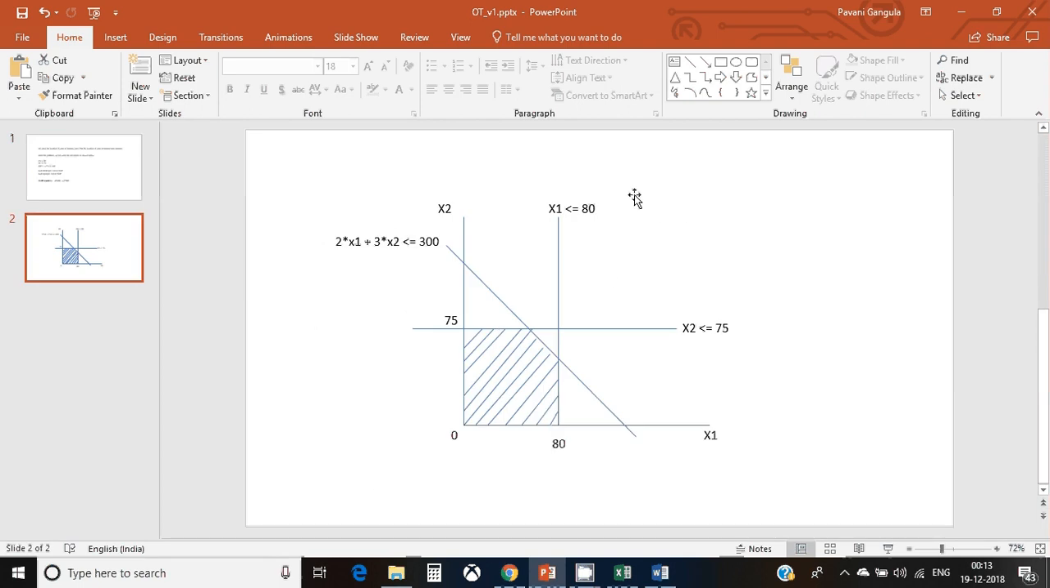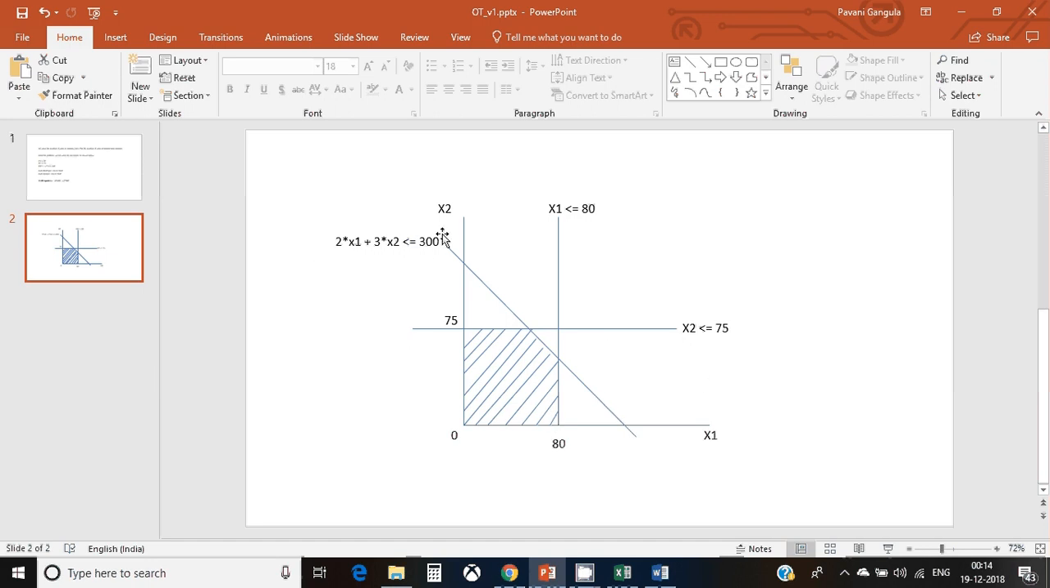The first constraint, that is x1 less than or equal to 80, can be represented by a vertical line, that is this one. And the feasible region for this particular constraint is the region towards the left of this line. The second constraint is x2 less than or equal to 75, which is represented by this horizontal line. The feasible region for this constraint is the region below this horizontal line.